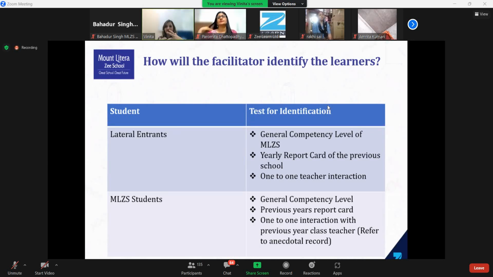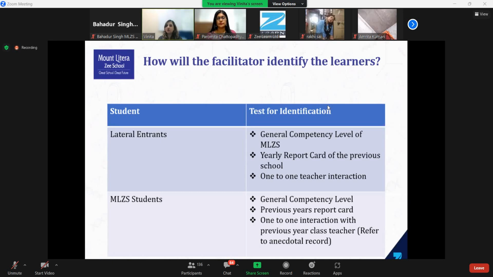The one-to-one teacher interaction. The teacher speaks with the child and understands the child, with some exchange of dialogue between the child and the teacher, so that the teacher understands exactly what the domain requirement is, what the lag is, and what kind of learning support is required for the child.